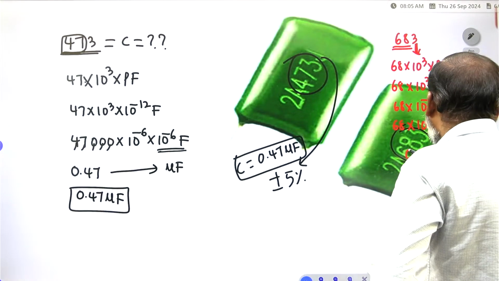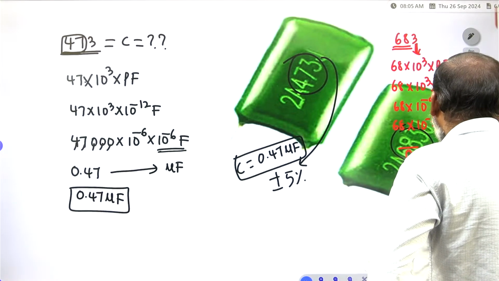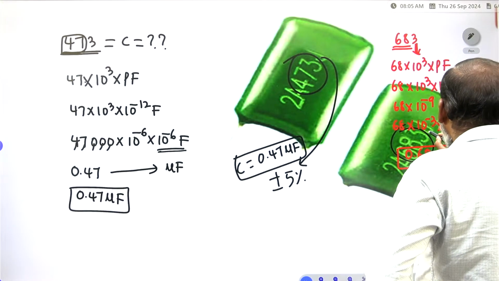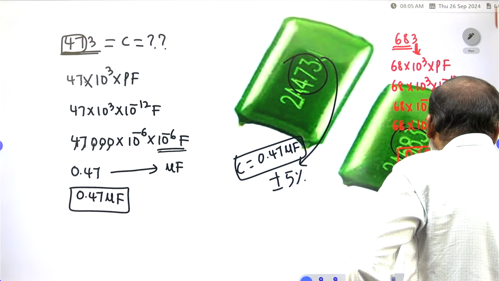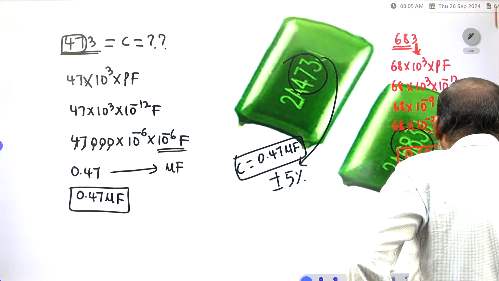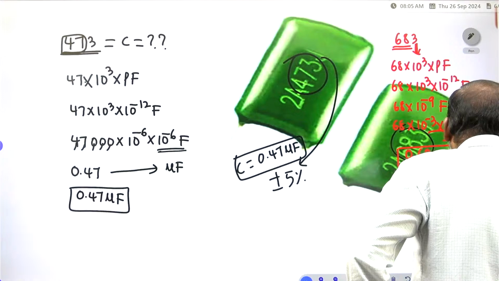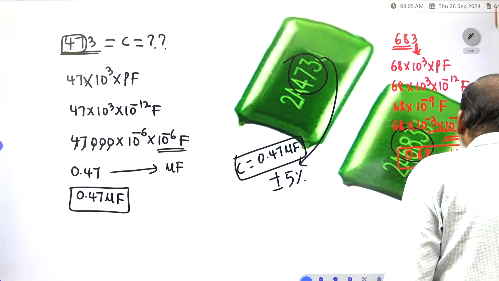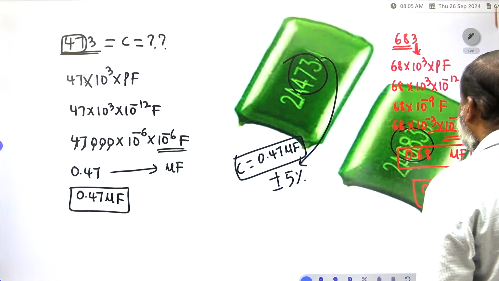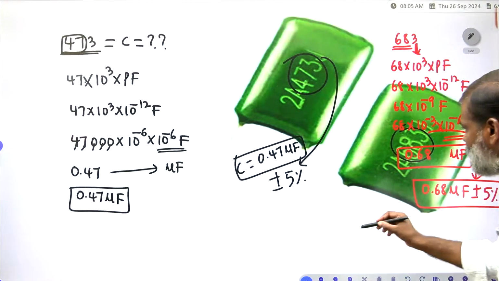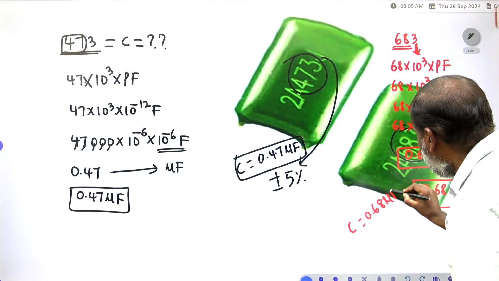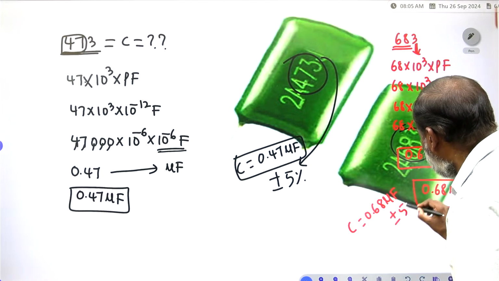So therefore, which one do we have to write? 0.68 microfarad. Here also J is there. For J, 0.68 microfarad plus or minus 5%. Which percentage is it? Plus or minus 5%. So that is the capacitance of this particular capacitor. C is equal to 0.68 microfarad plus or minus 5%.